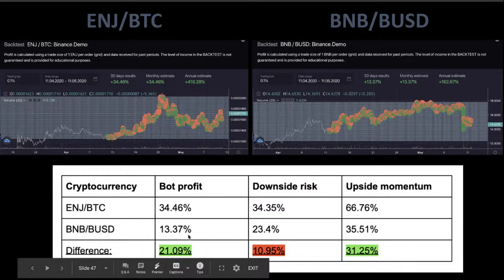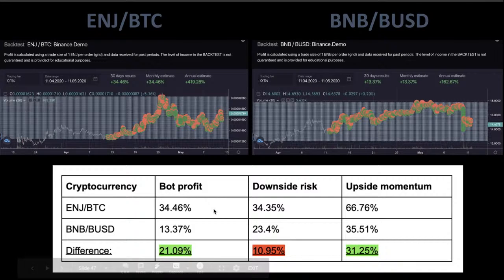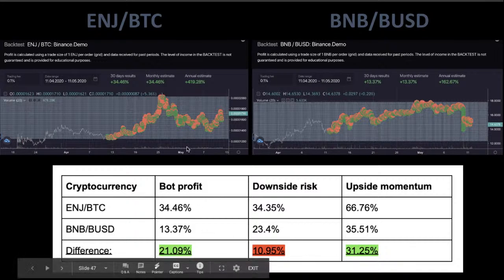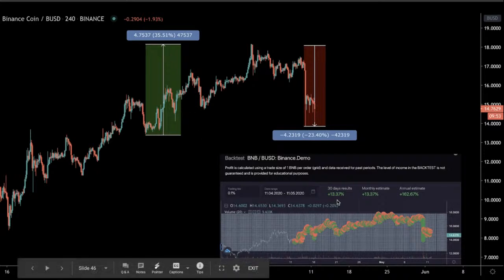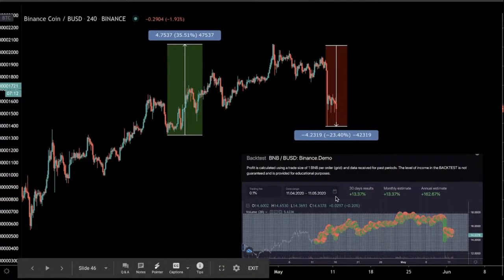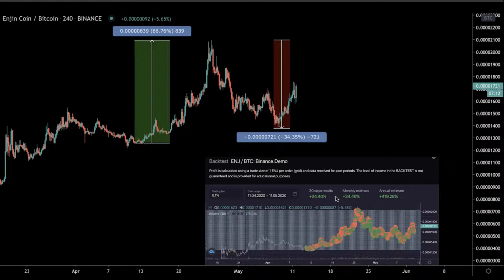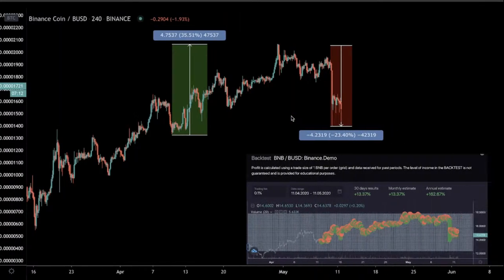Whereas here, if we divide 13% by 23% of downside risk, we take a higher risk for a given profit. That's something you can calculate without a calculator. You can even spot it visually, like me. It's pretty clear that you can compare these cryptocurrencies simply by having the bot profit and the downside risk. That's all you need.